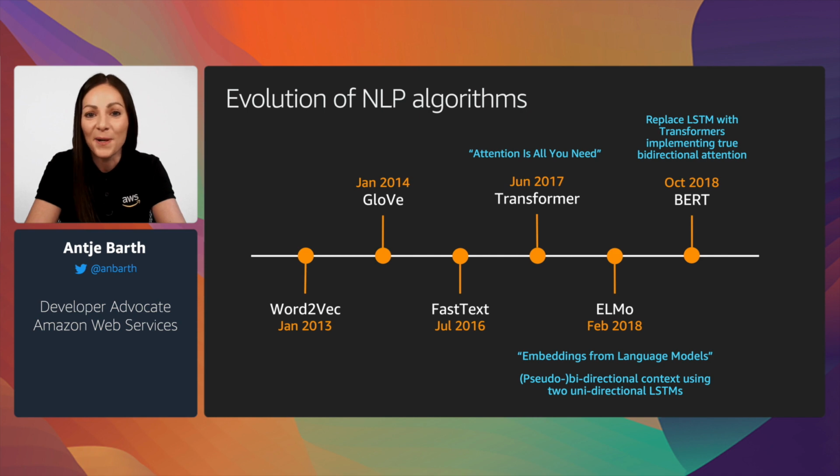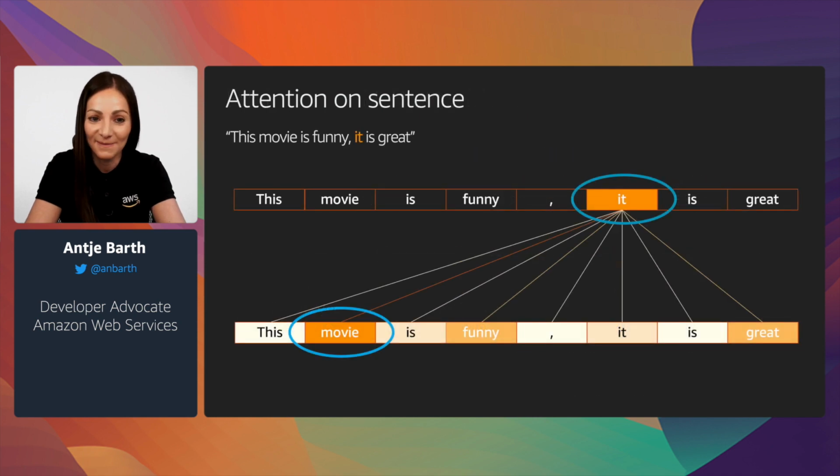And if you're now wondering what attention looks like, have a look. If we're given the sentence, "this movie is funny, it is great," applying attention means we're able to detect the key words. And we can also say, picking here on the "it," which word it actually refers to. So this "it" obviously refers to the movie, right? The movie is great. So it got picked up correctly by this self-attention mechanism. And this is true bidirectional attention and context awareness.